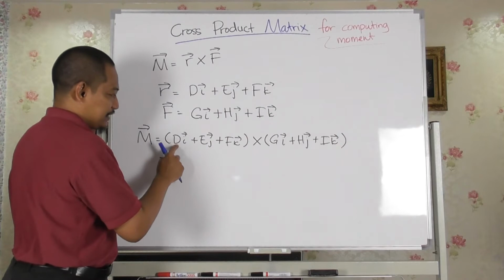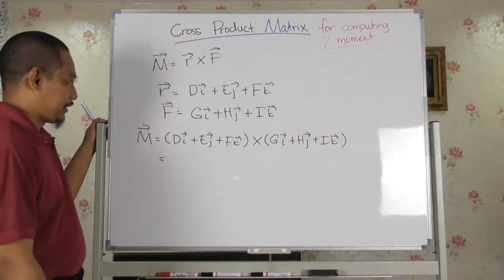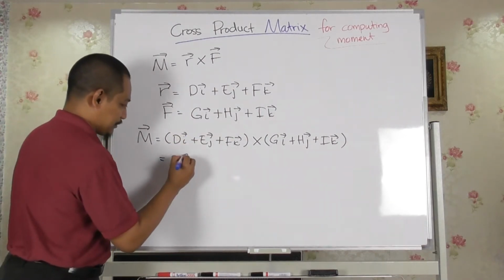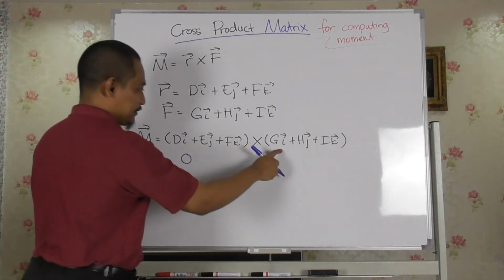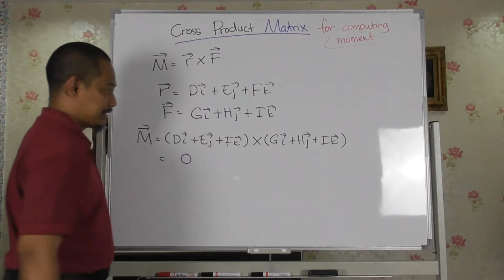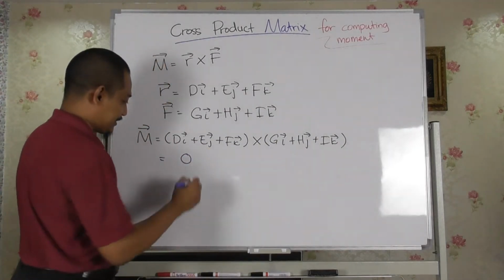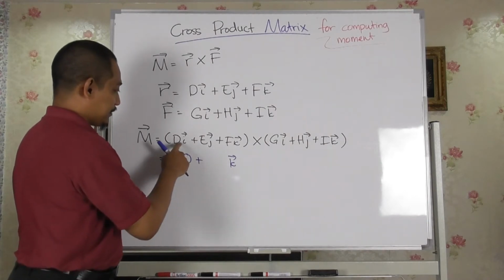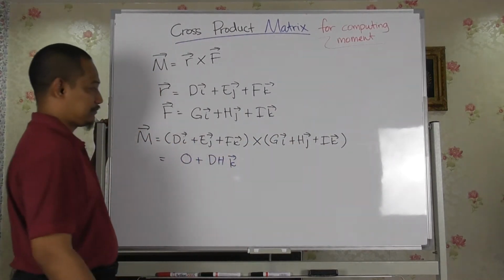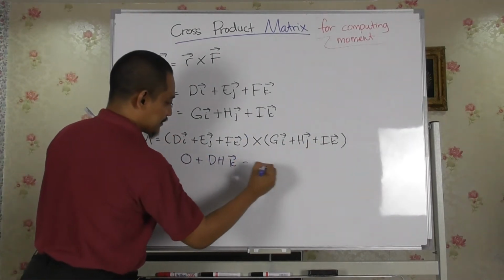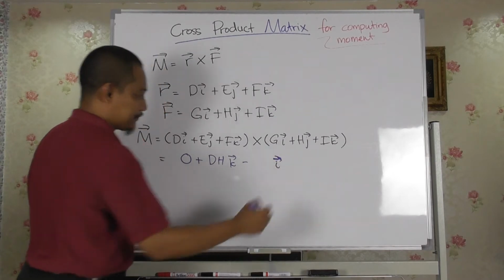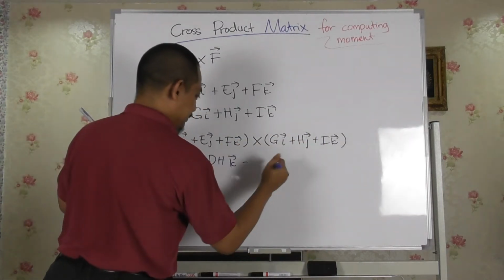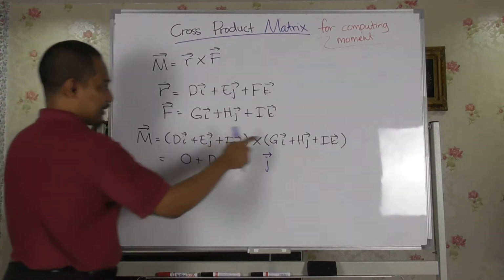So for example, this d i and g i, what do you get? I cross i becomes 0, so you have 0 there. Then d i and h j, so i cross j becomes positive k, and d and h, so you have dh k. And then i cross k becomes minus i, oops, sorry, minus j, I made a mistake there. So i cross k becomes minus j, so d and i becomes di.